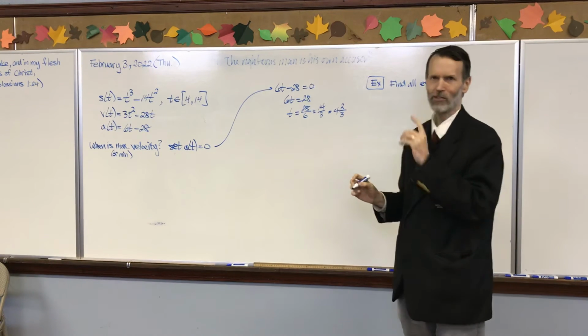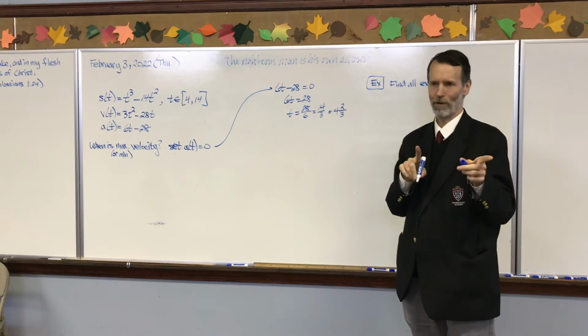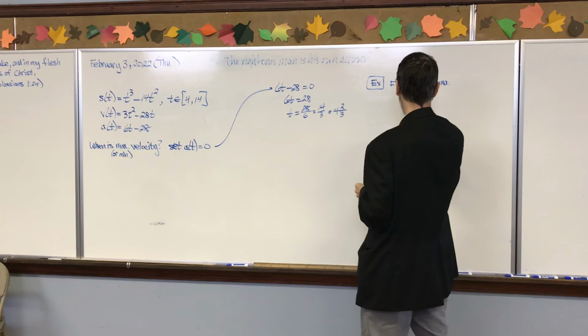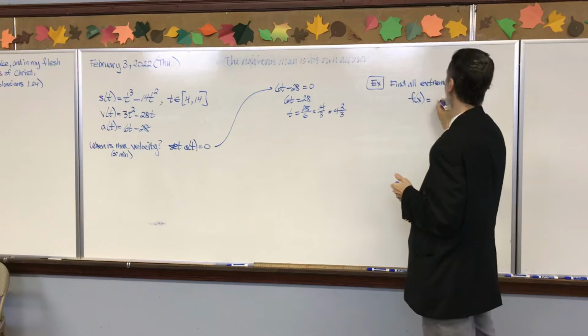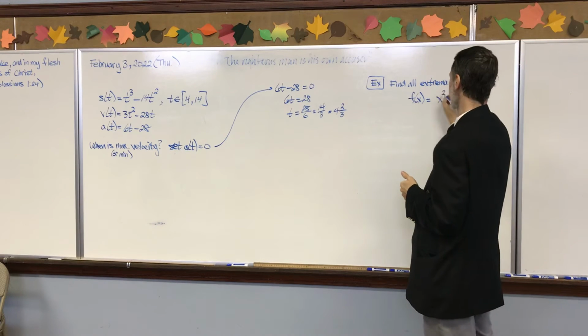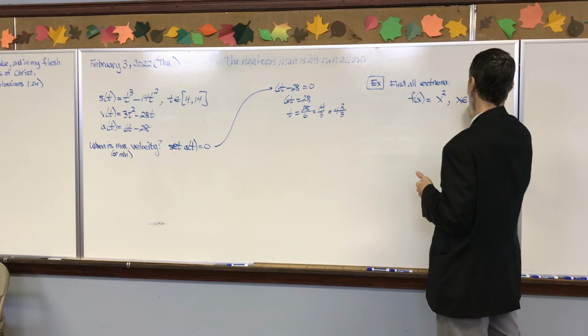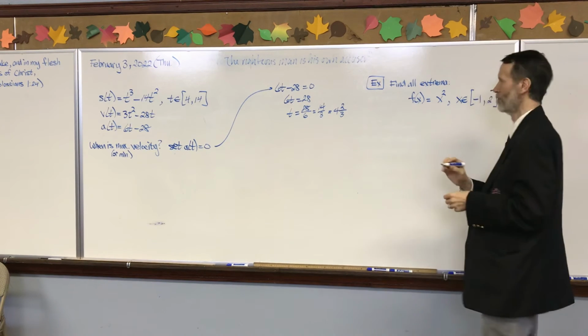We actually covered this, I touched on it very briefly, first quarter. Find all extrema over the following: f of x equals x squared, and x is going from -1 to 2.